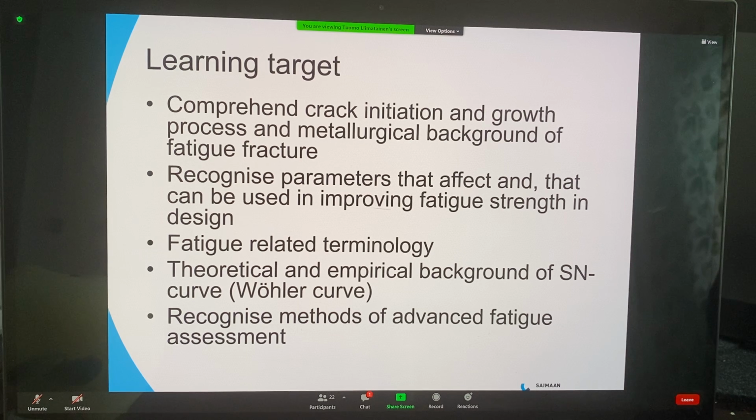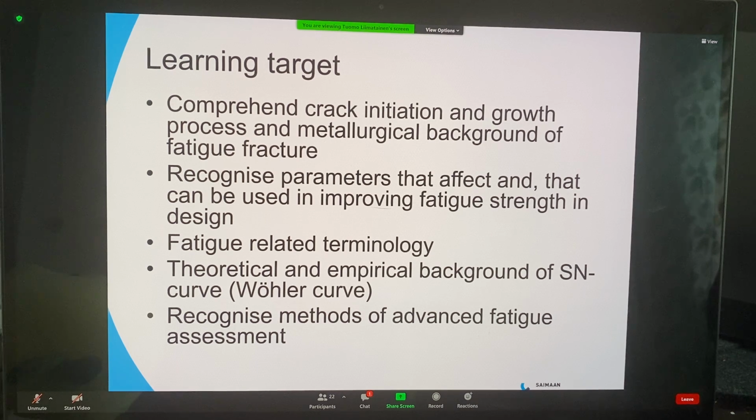But the main learning target today is to understand what is crack initiation and what is the crack growth process and metallurgical background in a fatigue fracture, and that you would recognize and understand different parameters that do affect, and that on the other hand can be used in improving the fatigue strength in the design.